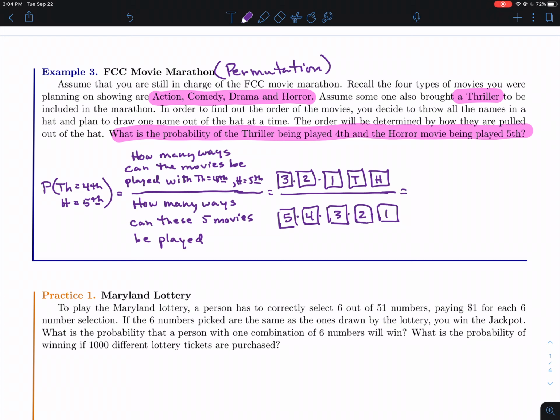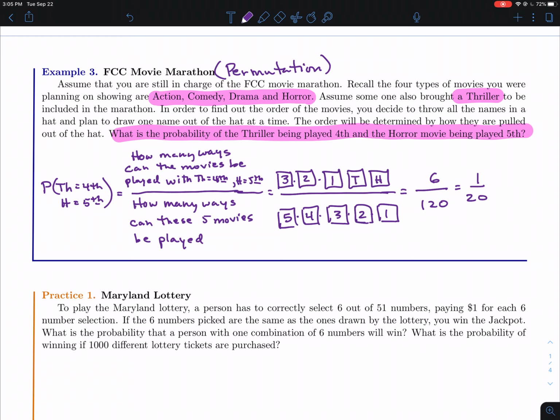So now I just want to multiply these across, ignoring the T and the H. So 3 times 2 times 1 is 6. 5 times 4 times 3 times 2 times 1 is 120. And so finally the probability of the 4th being the thriller and the 5th being the horror movie is 1 over 20 in this case. And if you wanted to calculate it as a decimal, you can just throw it in the calculator.